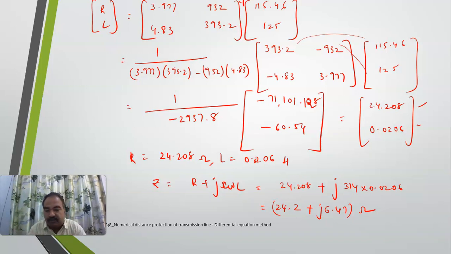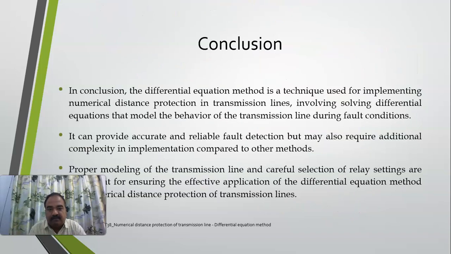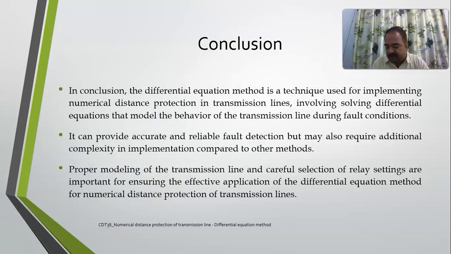Okay, so I hope that now you have understood how to determine the impedance from given samples of voltage and currents. Coming to the conclusion, the differential equation method is a technique used for implementing numerical distance protection. It involves solving differential equations and it can provide accurate and reliable fault detection. If you carefully model the transmission line and carefully select the relay settings, you can effectively apply this differential equation method for numerical distance protection of transmission lines.